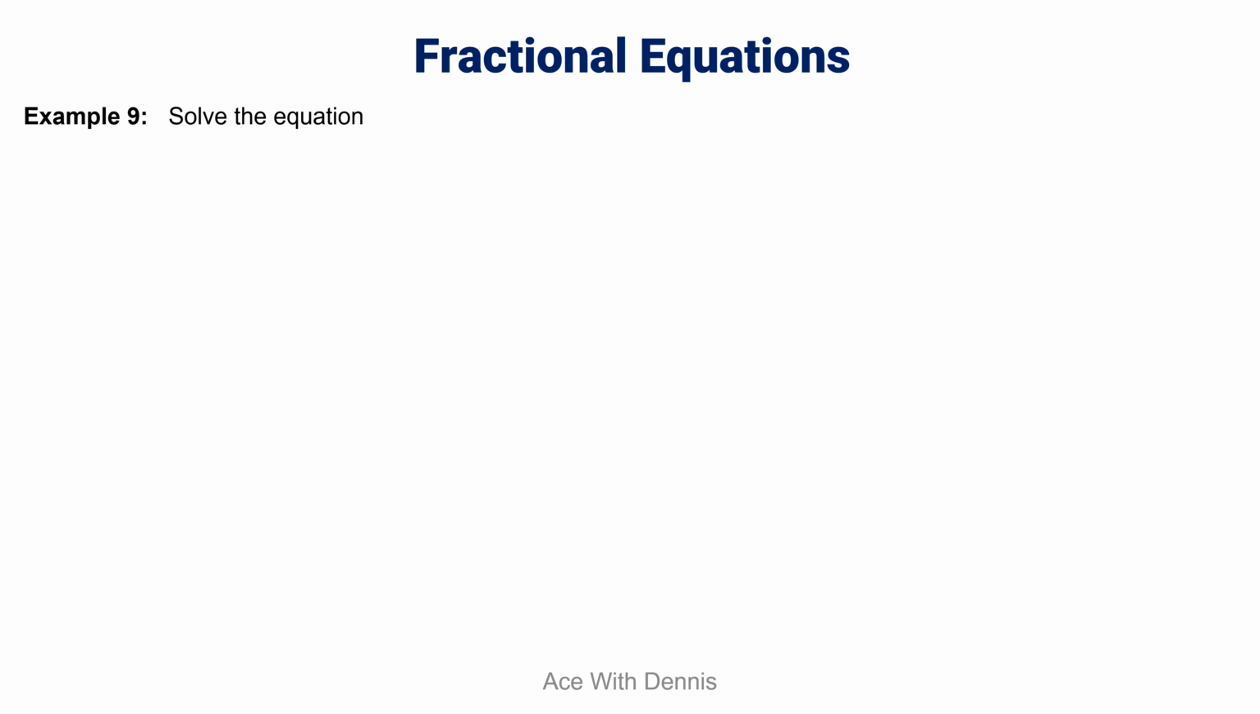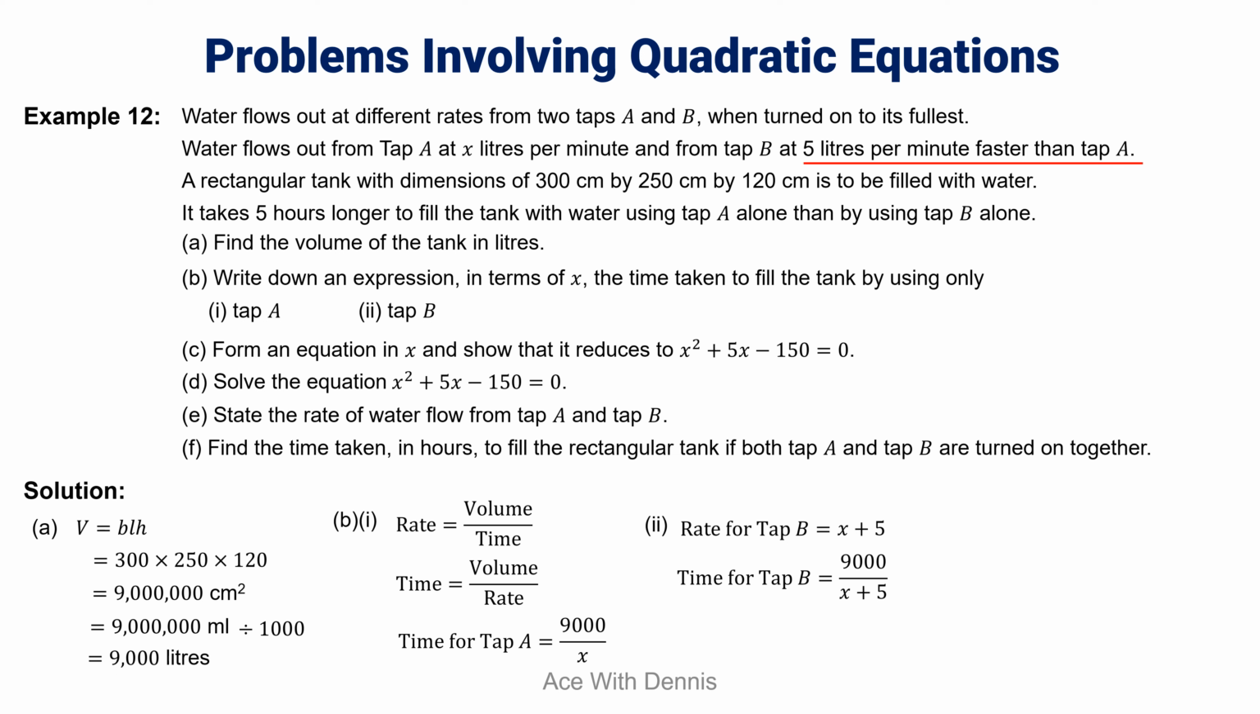Okay, so for B part 1, the rate is volume over the time. So now to find time, it will be volume over the rate. So the time for tap A will be 9000, which is the volume of the tank, divided by x. So similarly, the rate for tap B will be 5 liters per minute faster than tap A. So it will be x plus 5. The time for tap B will be 9000 over x plus 5.